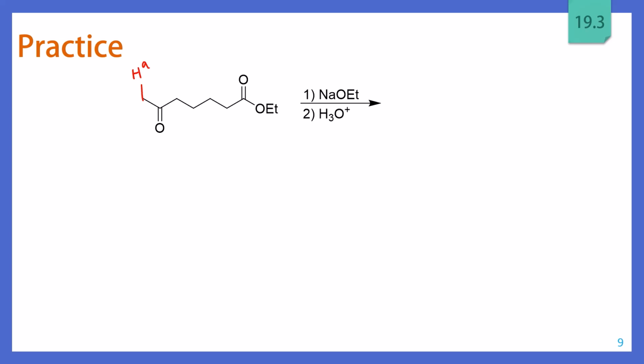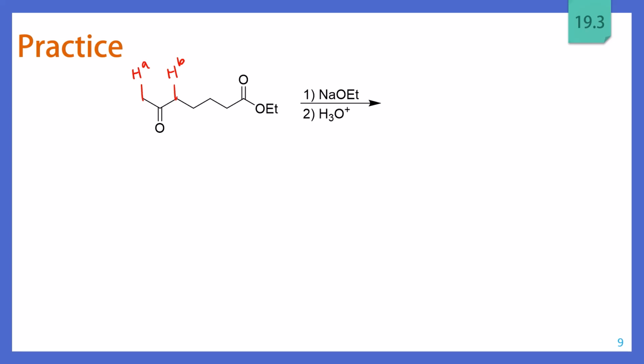We'll call it HA. And then we have HB, which is just inside the ketone. And we also have HC. Now, hopefully you recall that alpha protons that are alpha to an ester are less acidic. So that means that HC is not going to be one of our options here. Our only choices are between HA and HB. And which one we use is going to come down to a couple different things here.